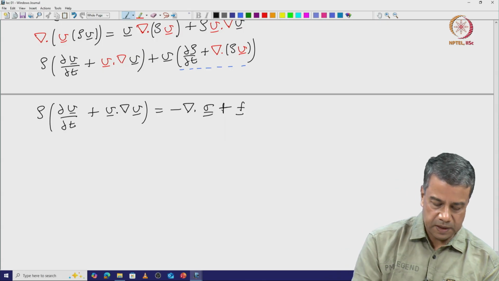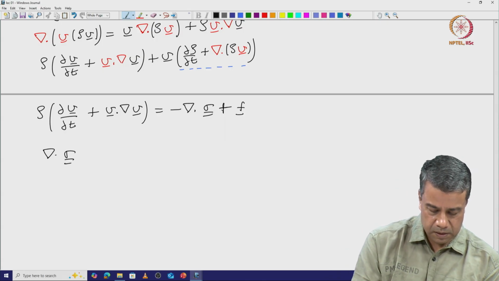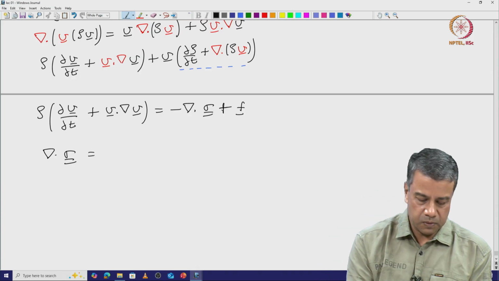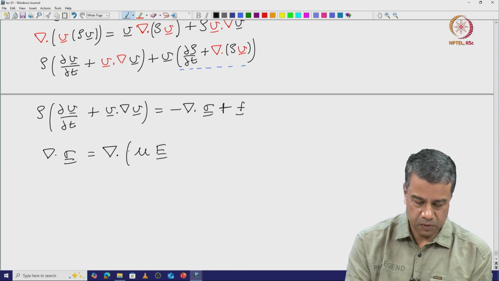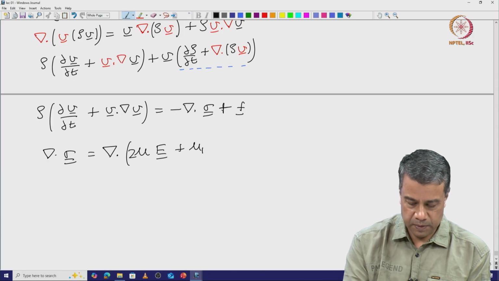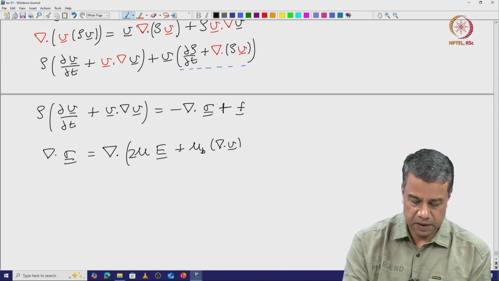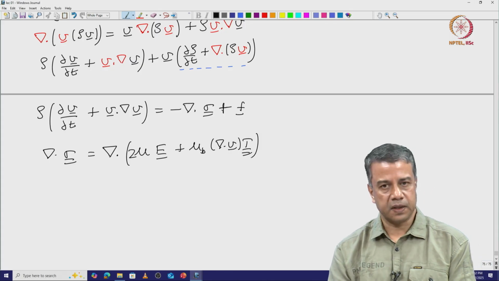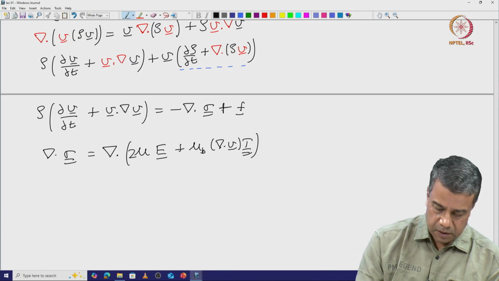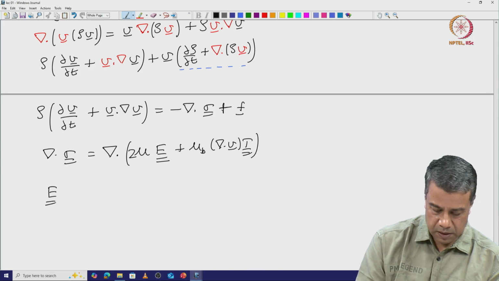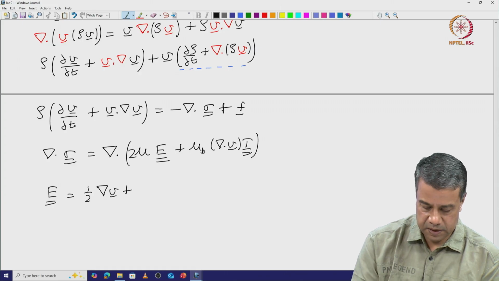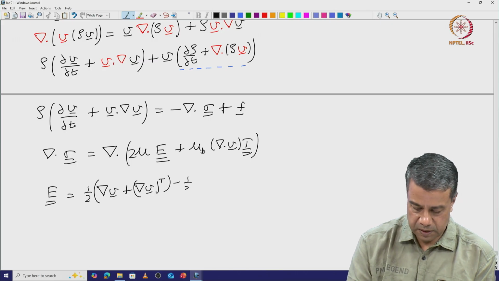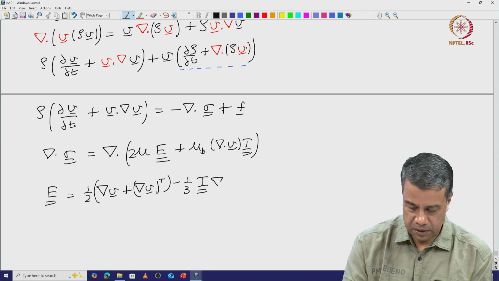So, let us look at this term del dot sigma here. It is equal to the divergence of 2 mu E plus mu B into divergence of velocity times the identity tensor. So, let us examine that. Recall that E is equal to half grad V plus grad V transpose minus 1 by 3 I into the divergence of the velocity.